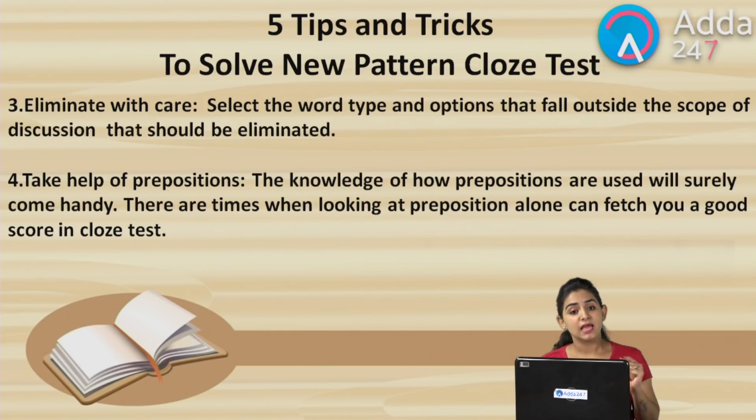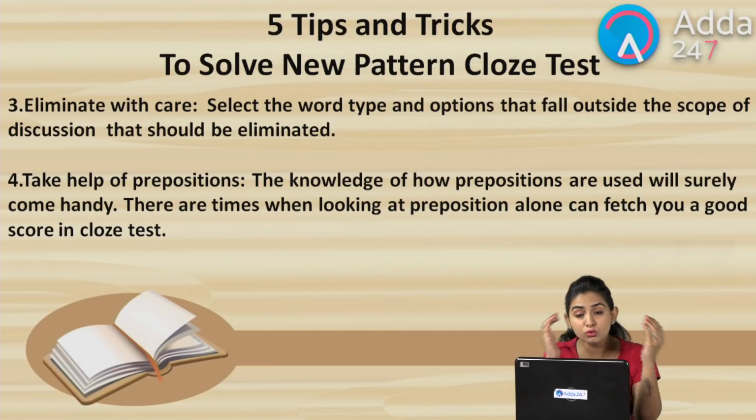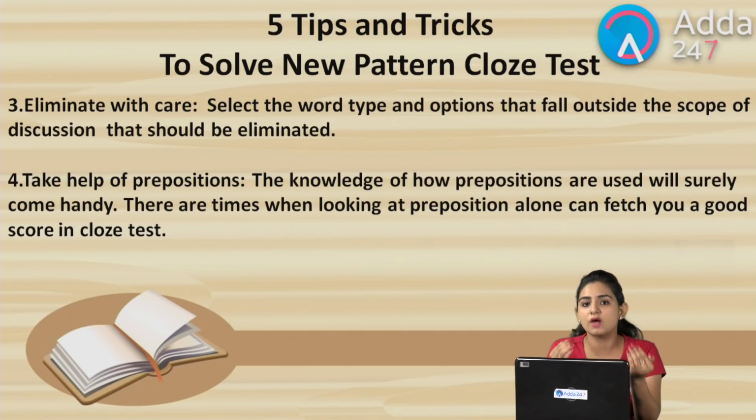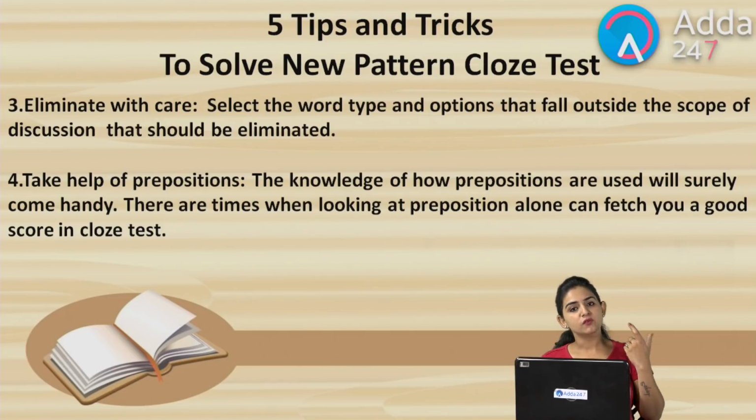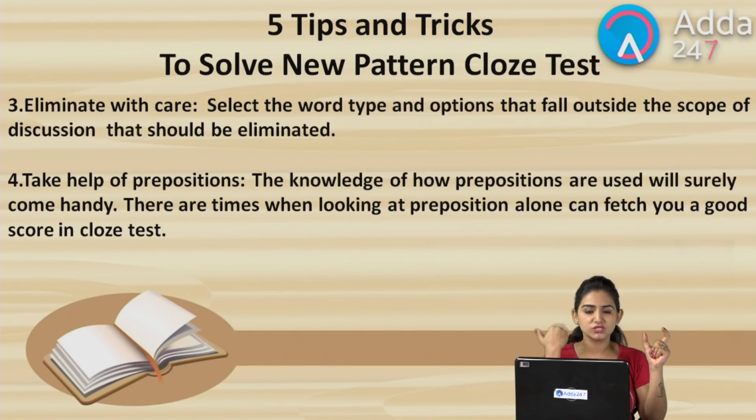Next is take help of prepositions. Now see, this is a small word, preposition, but it plays a huge role in a paragraph or in a passage. Why do I say that? Because whenever we write a verb, for example, we have a verb that is look. If we place different prepositions with this word, the meaning keeps on changing. For example, look means to look, to see, to watch.